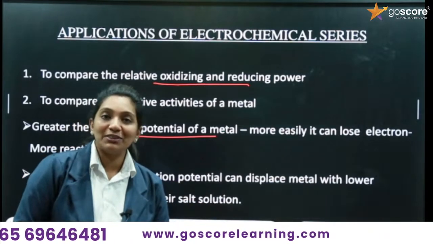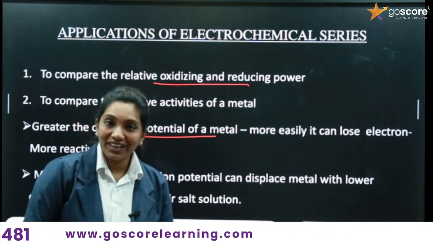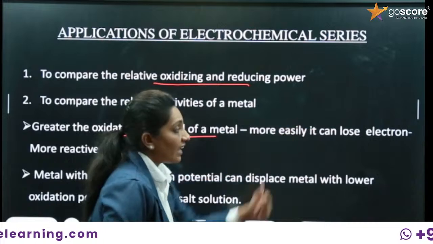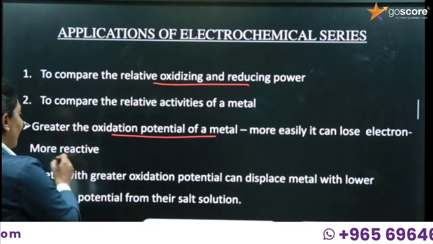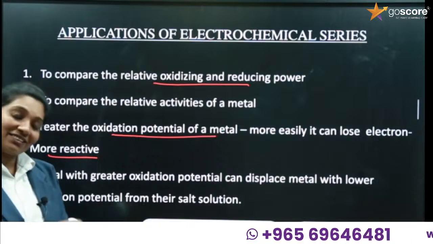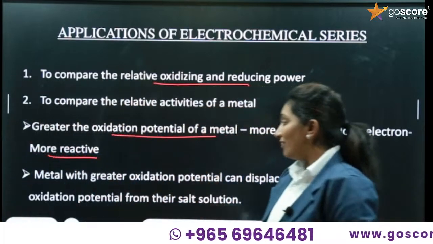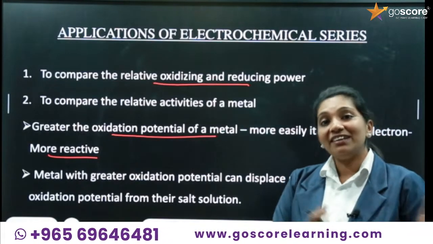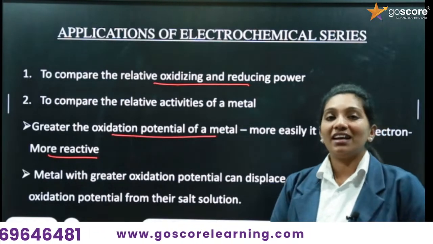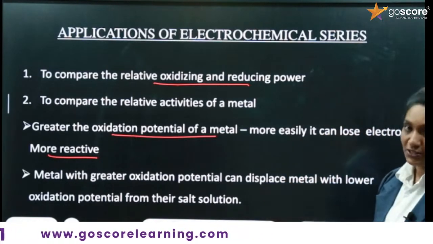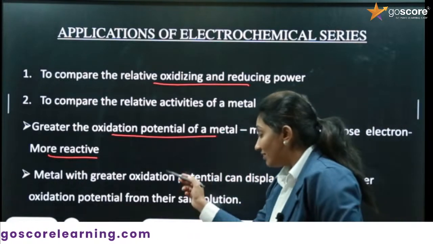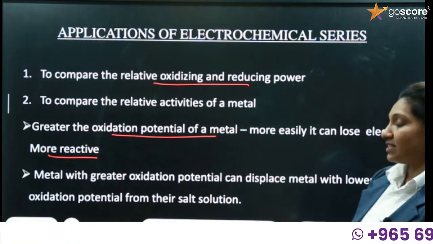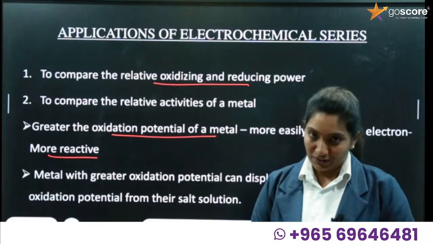If it has a greater tendency to lose the electron, that means it is more reactive, right? So the greater the oxidation potential of a metal, the more easily it can lose electrons. That means it is more reactive. Same as in a displacement reaction, the metal with a greater oxidation potential is more reactive. It can displace a metal with a lower oxidation potential from its salt solution.